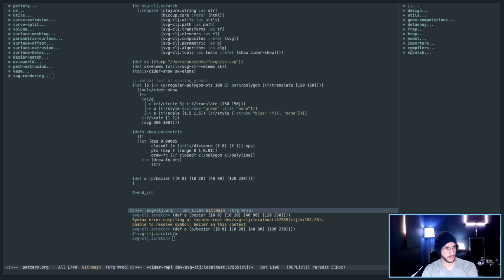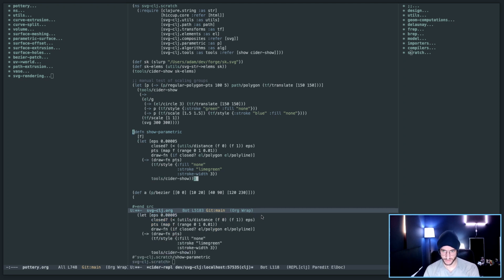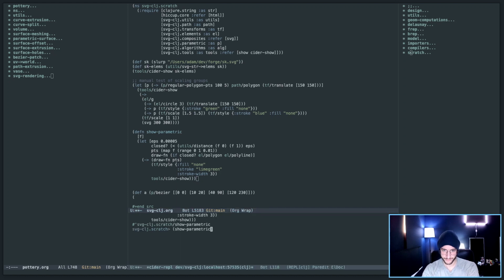Transform style. Let's do fill none, stroke lime green. It's probably one word, yeah. And then stroke width 3. And I think that should work. Oh, except I want to then do tools/cider show automatically in there. So let's try show parametric A. Good, I think.